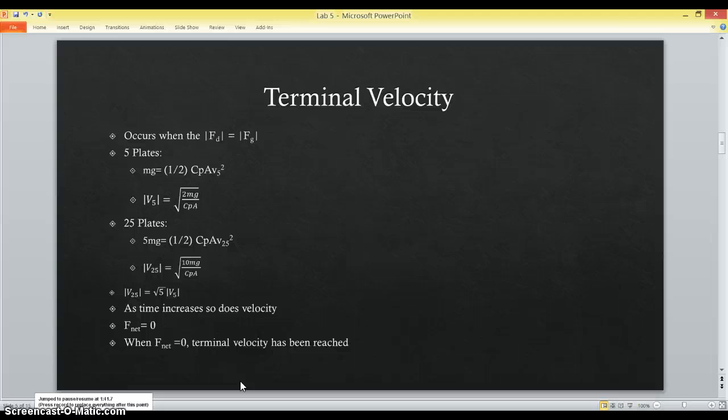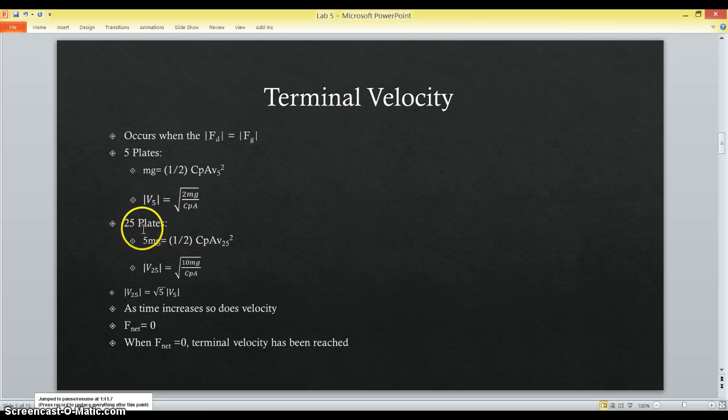In our particular lab, we're going to have two stacks, one with 5 plates and one with 25 plates. In order to find terminal velocity using the formula from the previous slide, for the 5 plates, we do mg is equal to 1/2 C rho A velocity squared. The magnitude of the velocity with 5 plates is equal to the root of 2 mg over C rho A.